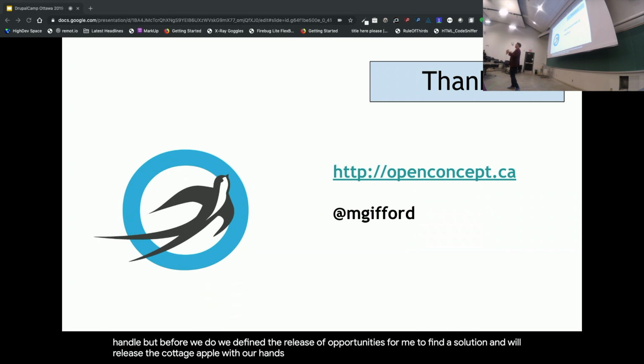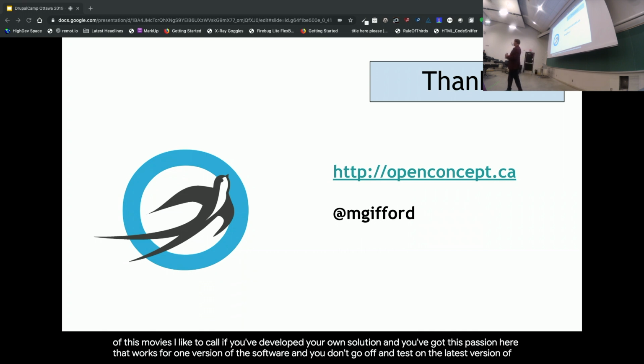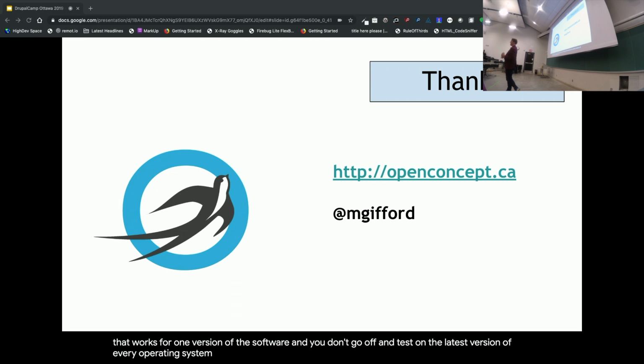It was Snow Leopard or something, and it went off and broke our fix because of this new release. And well, if you've developed your own solution and you've got this patch in here that works for one version of the software, and you don't go off and test on the latest version of every operating system and browser and assistive technology out there on a regular basis, how are you going to know that it's broken?